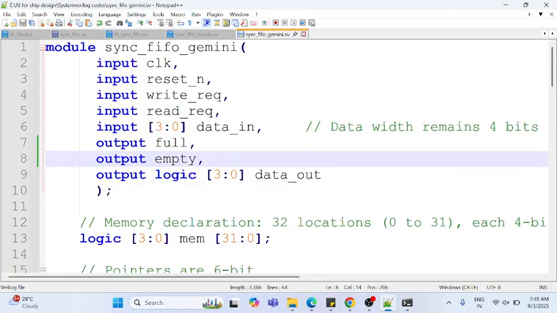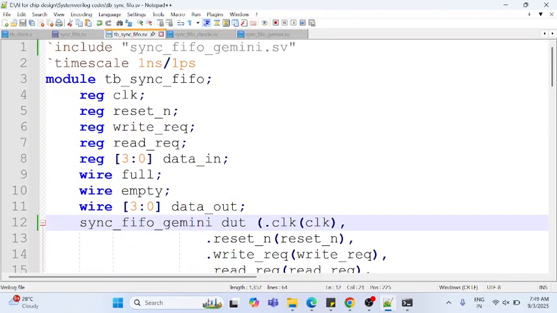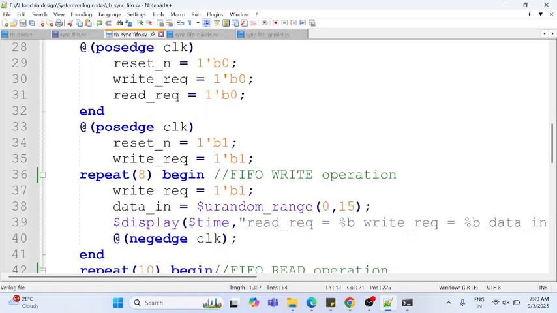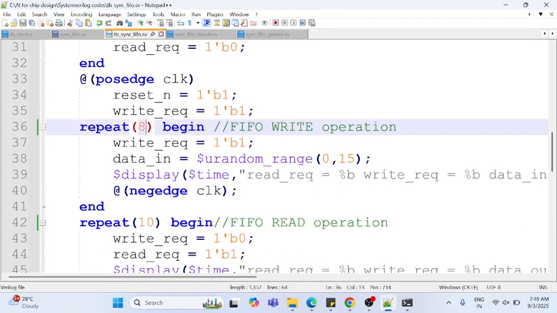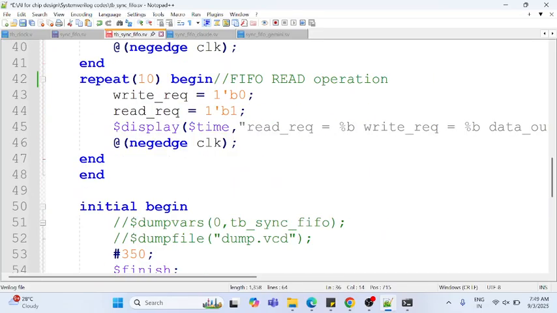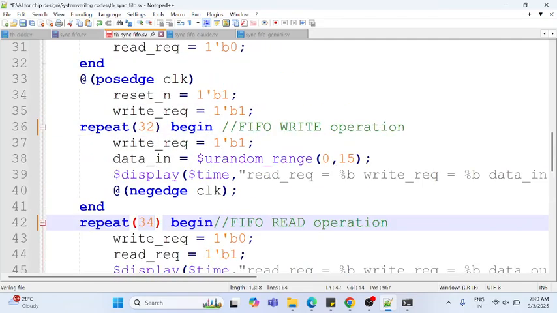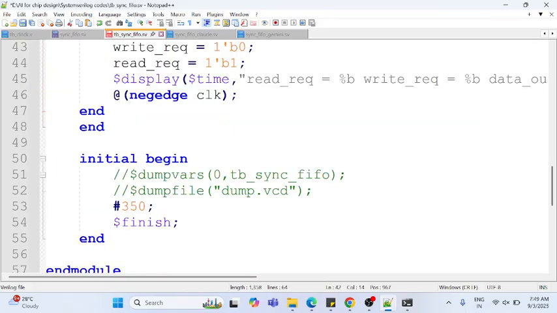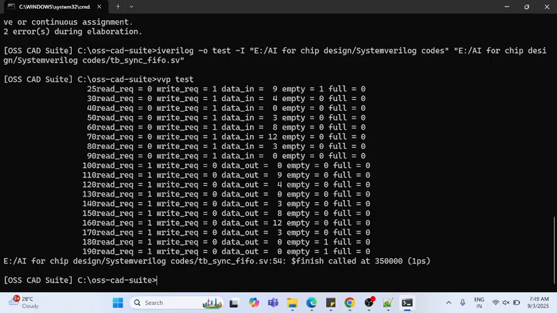Now if you want to modify the TB in such a way that you read and write from all the locations, you have to adjust some parameters. You can change the repeat to 32, and the other to repeat 34, just to check whether the empty flag becomes 1. This delay also has to be adjusted: 320 plus 320 is 640, so I will make it 700 nanoseconds, and run this again.